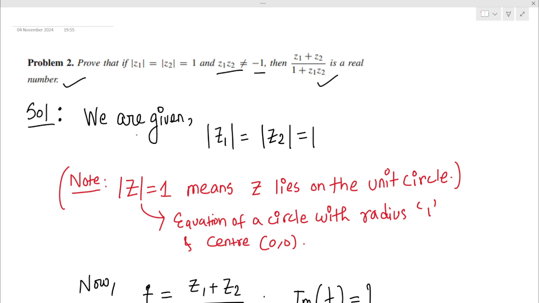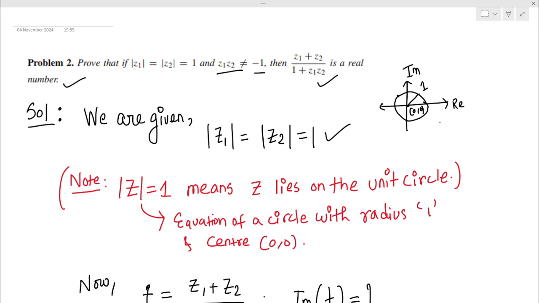Now, in the solution, we are given mod of z1 equals mod of z2 equals 1. Note that whenever you have mod z equals 1, this means that z lies on the unit circle. So remember this fact that if you have a circle like this, which has the center at the origin, and the radius of the circle is 1 unit, whatever measurements you are taking in, either centimeters, meters or feet, this is called the unit circle, and this is in the Argand plane. This is called the real axis, and this is called the imaginary axis. And this complex number resides somewhere on the circumference of this circle, which is what we mean by the statement lies on the unit circle.